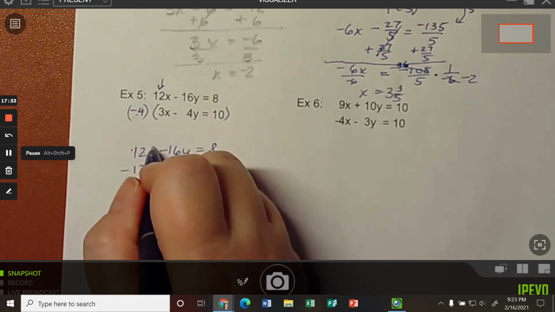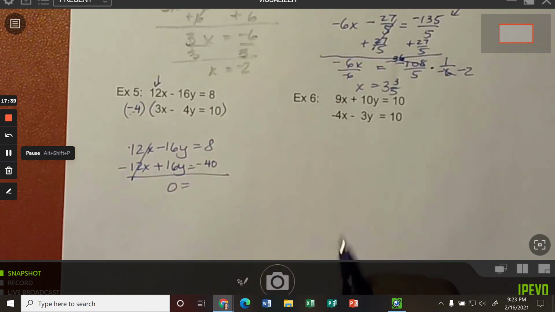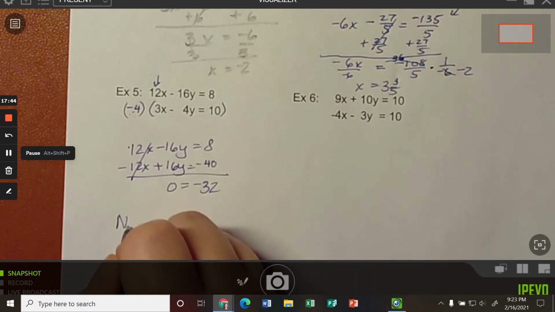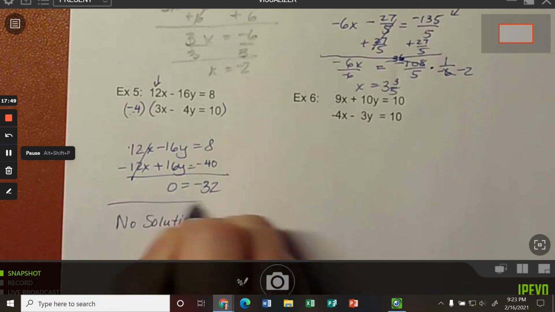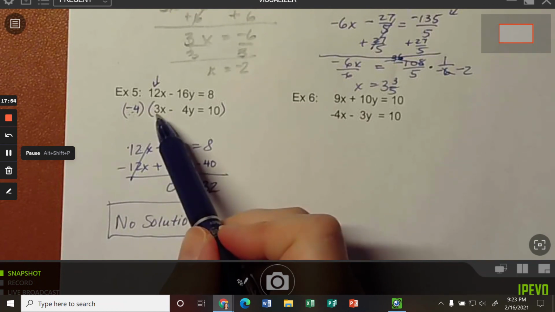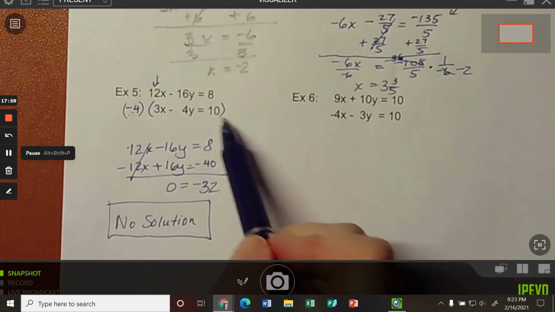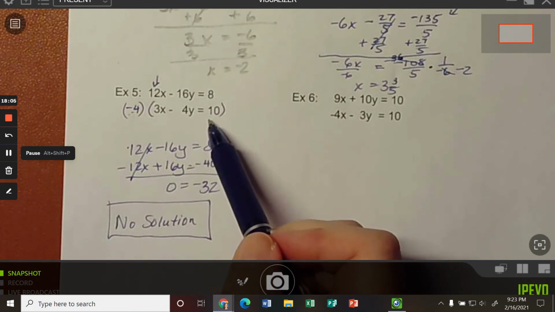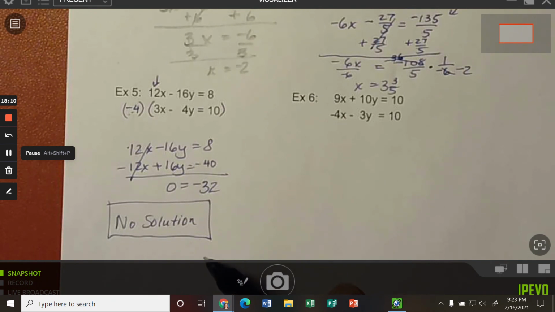12x minus 12x is 0. Negative 16y plus 16y is also 0. So we get 0 equals -32. That's never true, so this tells us no solution. Okay. And if you look at the original equations, you'll see if I multiply 3x times 4, I get 12x. -4y times 4, I get -16y. 10 times 4 would give me 40. So they're not the same line, they are parallel lines. So they have the same slope but different y-intercept. So parallel lines, no solution, they will not intersect.